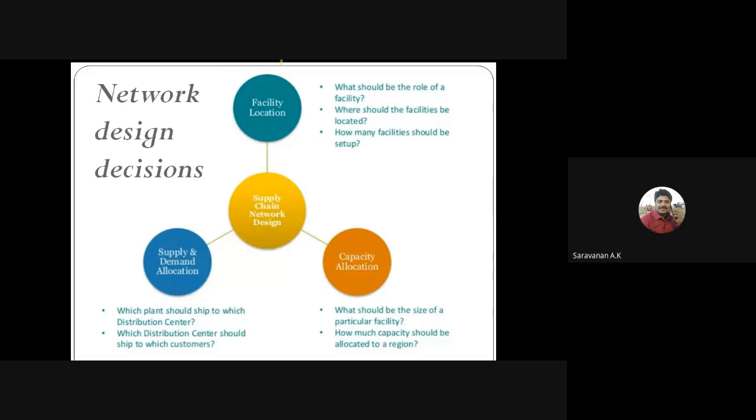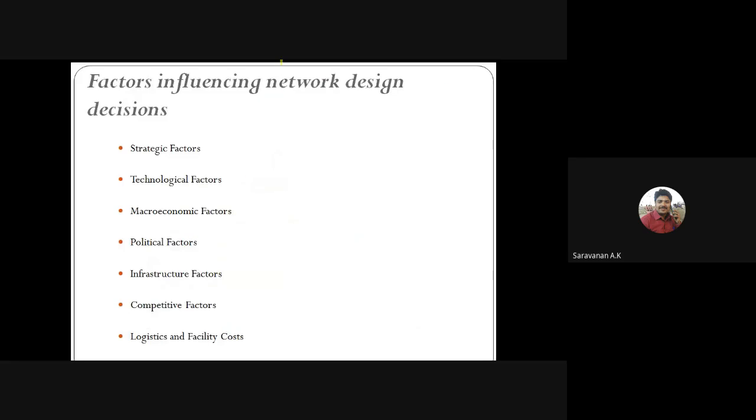Then, what are the factors which influence the network design decisions? Strategic factor, technological factor, microeconomic factor, political factor, infrastructure factor, competitive factor. In these factors we have also added cost, the facility and the logistics cost. So these are the factors which influence the network design decisions.